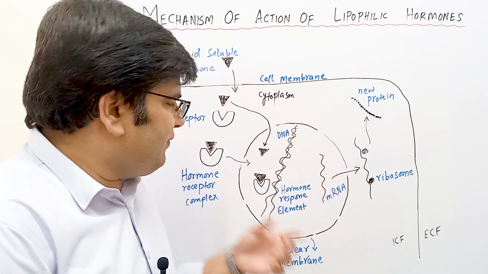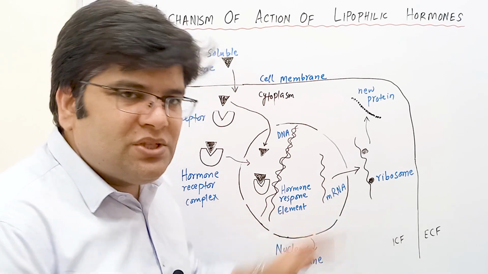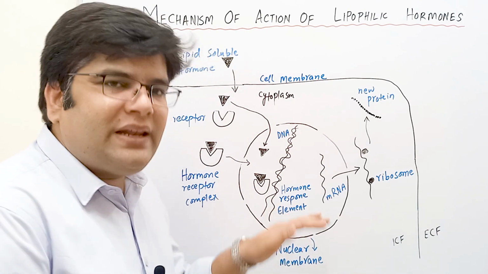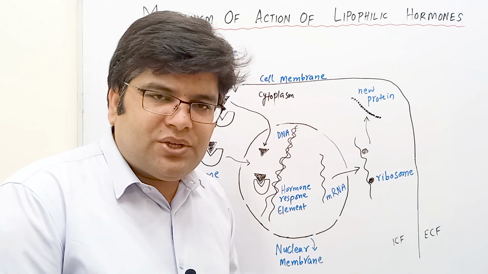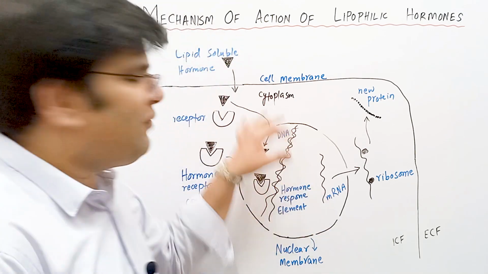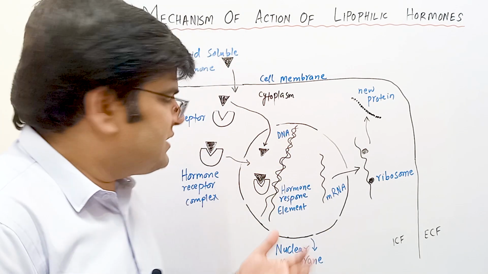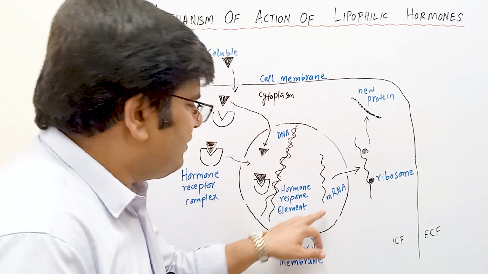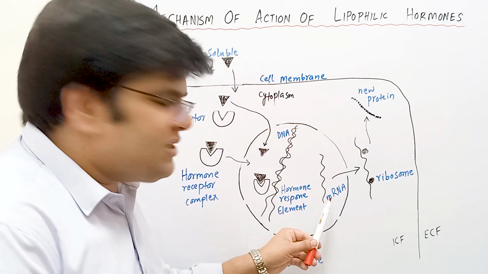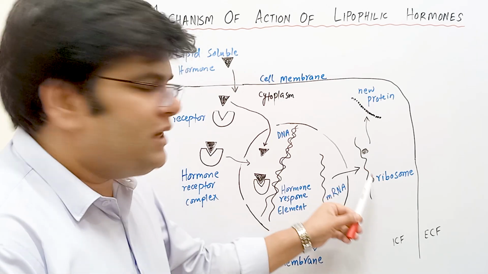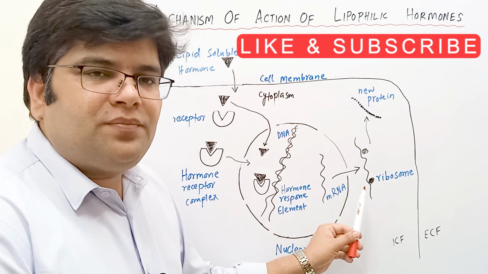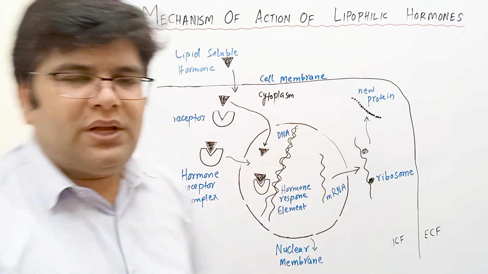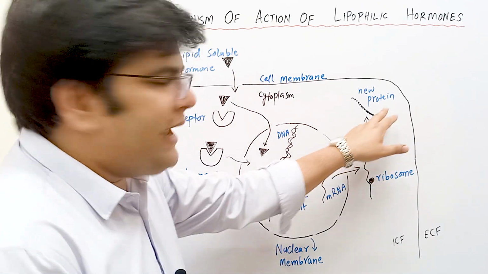Increase in the transcription of DNA to make messenger RNA is called induction, and decrease in the transcription of DNA to make less messenger RNA is called repression. So by the action of these lipophilic hormones, for example steroid hormones, some genes will be induced and some will be repressed. As a result of transcription, messenger RNA is formed. This messenger RNA diffuses into the cytoplasm and is translated by the ribosomes. Ribosomes make new proteins. Many of the proteins are enzymes.